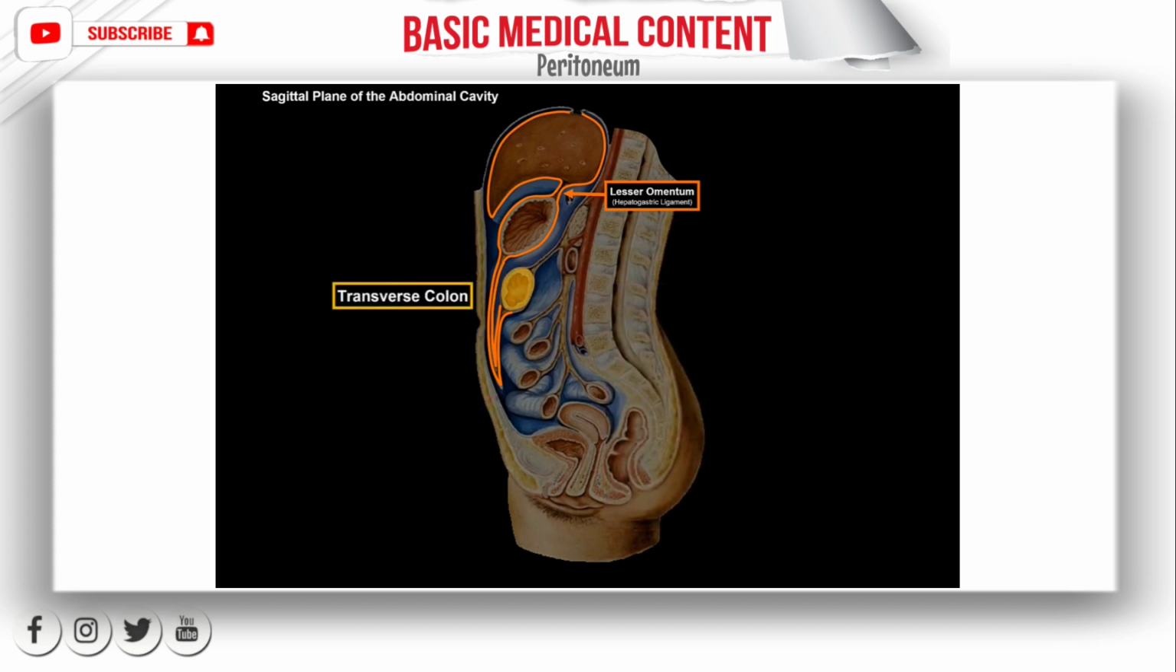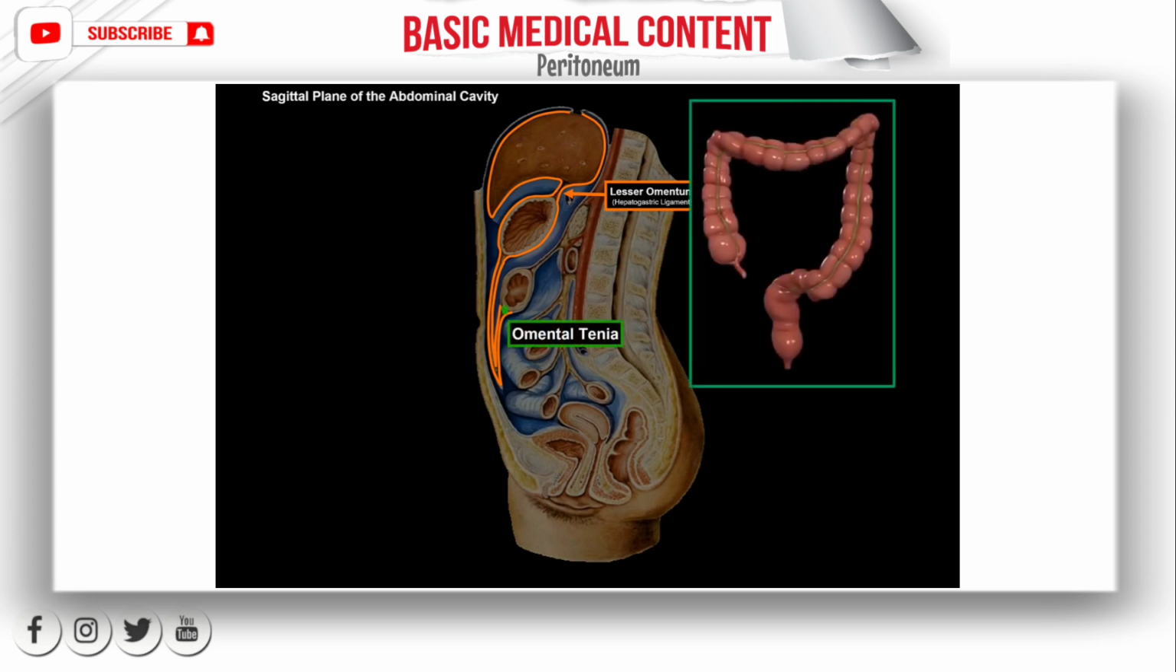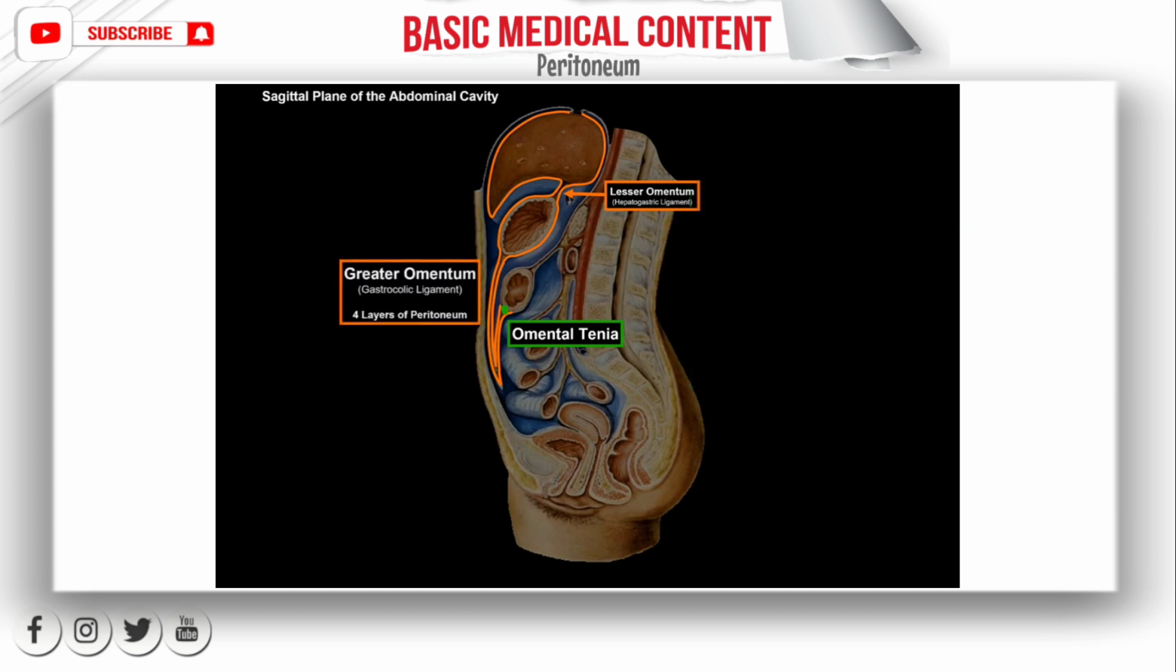And it actually attaches to a specific part of the transverse colon. It attaches specifically to this right here. Remember the omental taenia, which is anteriorly located on the transverse colon? It's called the omental taenia because the greater omentum will attach to it. And so that is the greater omentum. It's the gastrocolic ligament, and it consists of 4 layers because of this double layered fold.